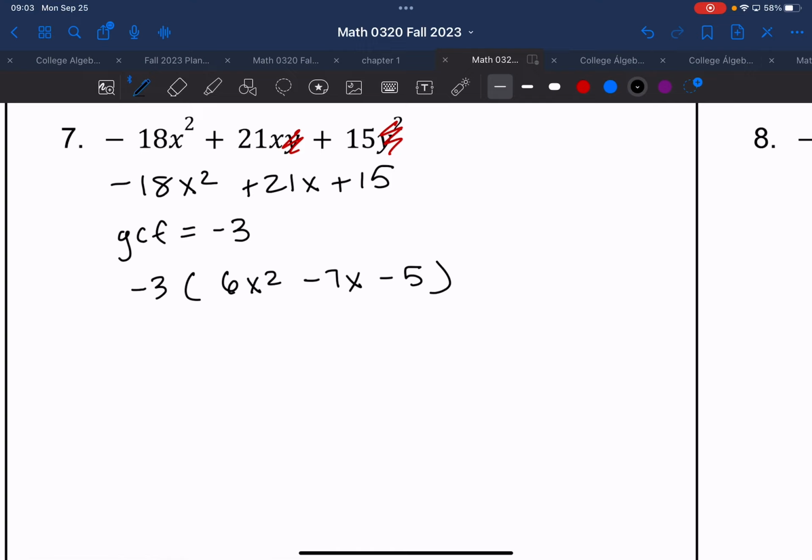Okay, so now I'm just looking at what is inside my parentheses. So I have my a, my b, and my c value. So if I do a times c, what am I going to get? Negative 30. And what's my b value? Negative 7. So I need 2 factors that multiply to negative 30 but add to negative 7. What would be those 2 factors?